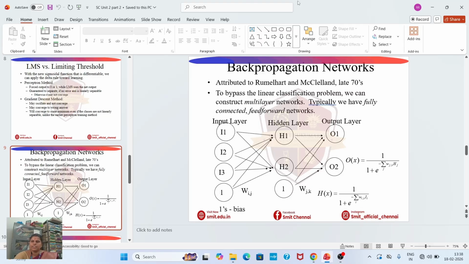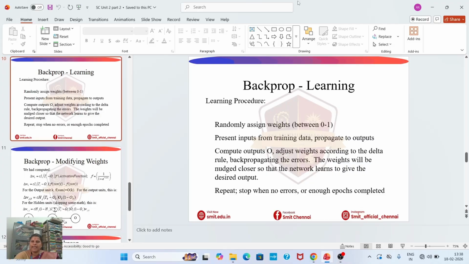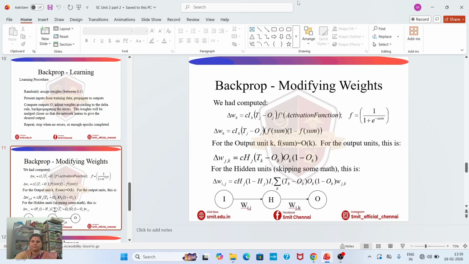Then the back propagation learning procedure. Randomly assign weights between 0 and 1. Present inputs from the training data and propagate them to the outputs. Compute the outputs and adjust the weights according to the delta rule, back propagating the errors. The weights will be moved closer to making the network give the desired output. Stop when there are no errors or when the epochs are completed.